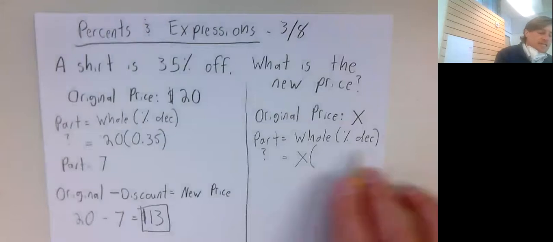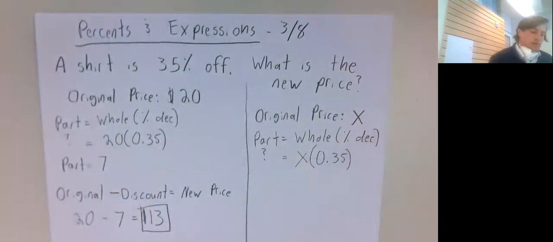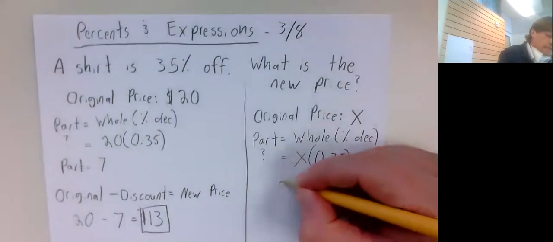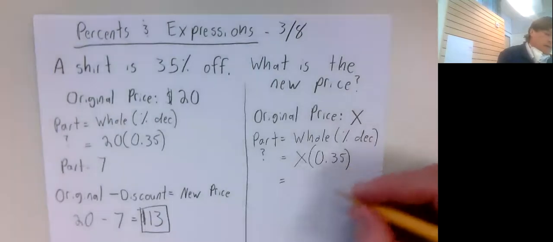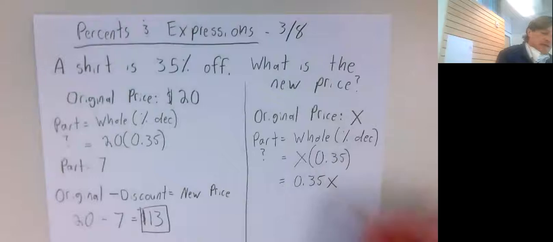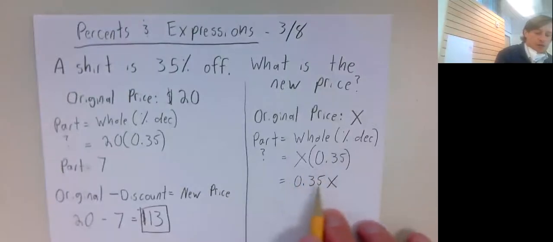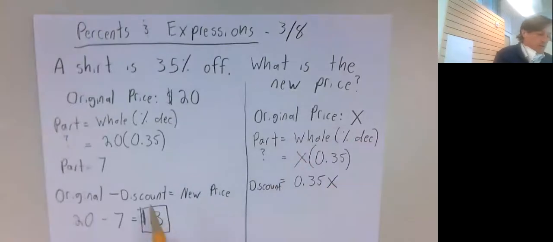And then my percent as a decimal would be the same, 0.35. Okay, so I can rewrite this. The part that's being discounted is going to be 0.35 times X. I just flipped these two around. We're used to seeing the coefficient in the front. Okay, so this is going to be the discount, in the same way that the part was our discount over here. So whatever the price of our shirt is, we're going to take this away.